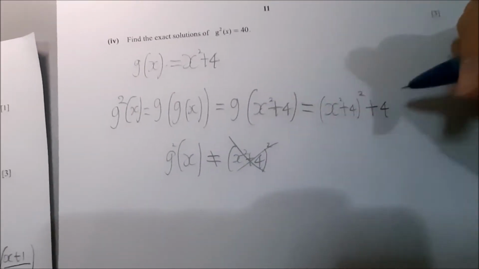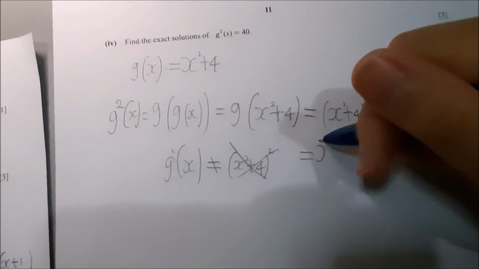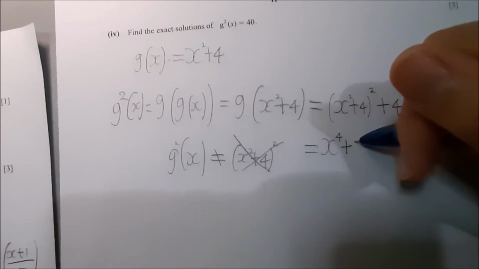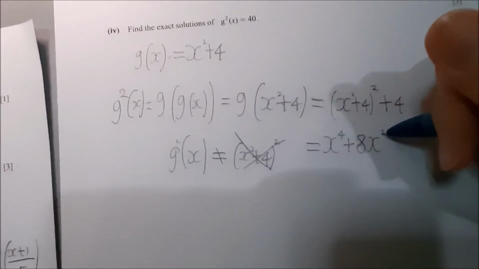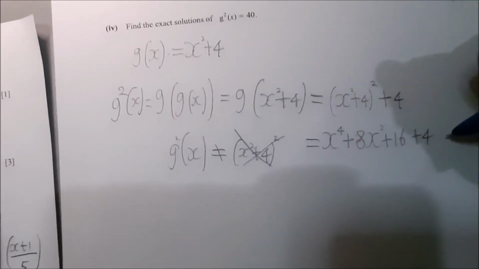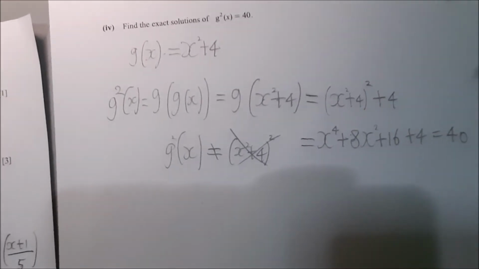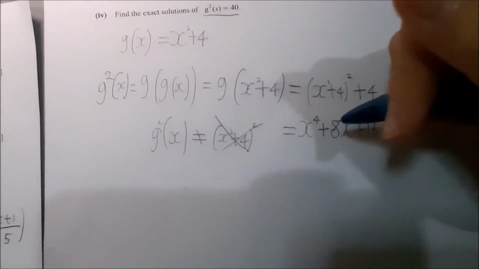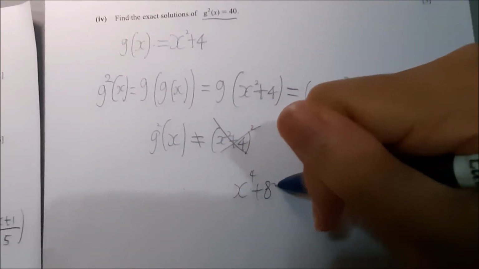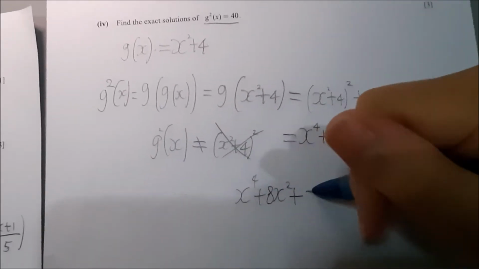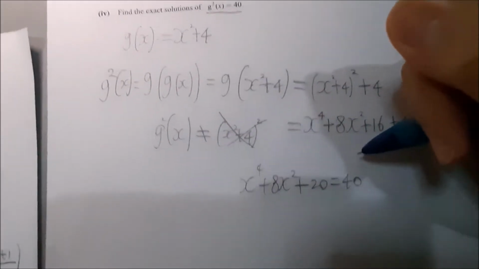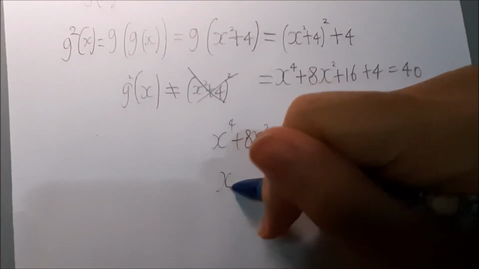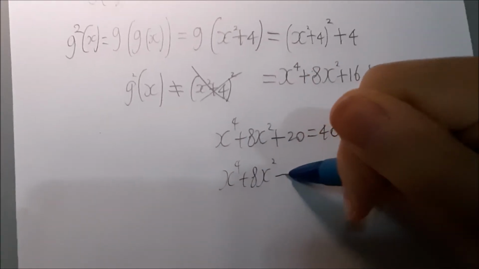From here, you can just simplify this. So it becomes x to the power of 4 plus 8x squared plus 16 plus 4, which is equal to 40, as it is in the question. So this becomes x to the power of 4 plus 8x squared plus 20 equals 40. After you get this equation, you have to move the 40 over.